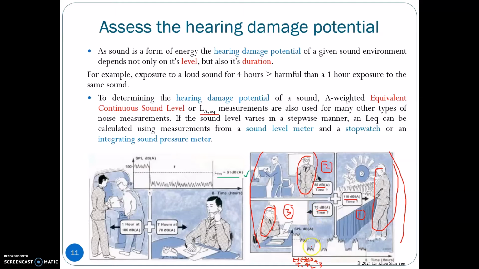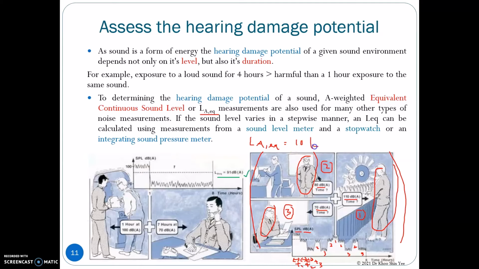So you continue to go back to 2 here. So this is your 3. And then this is 2. And this is 1, 2, 3. And this is the 2. And this is 3. Since the sound pressure level is measured in dBA unit, therefore we can obtain LAEQ from it.